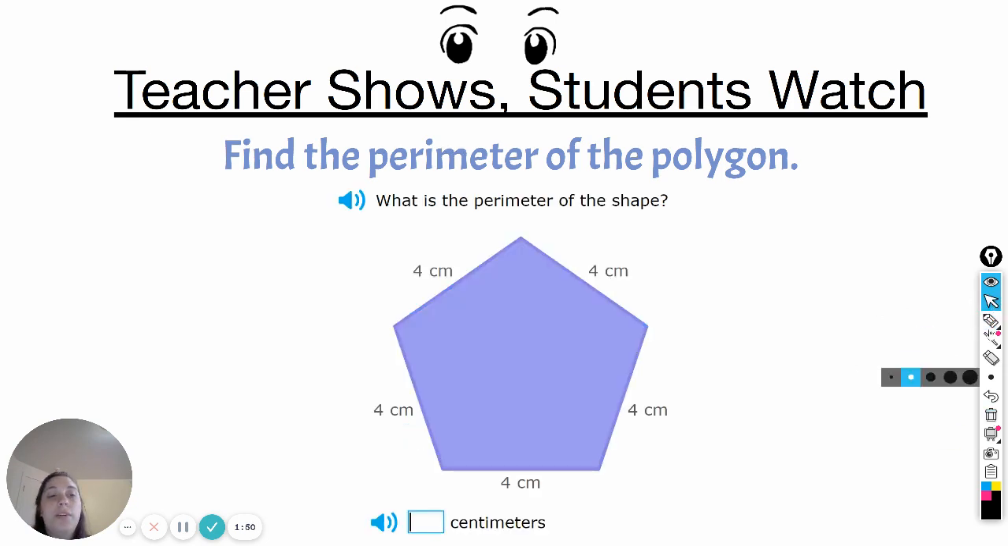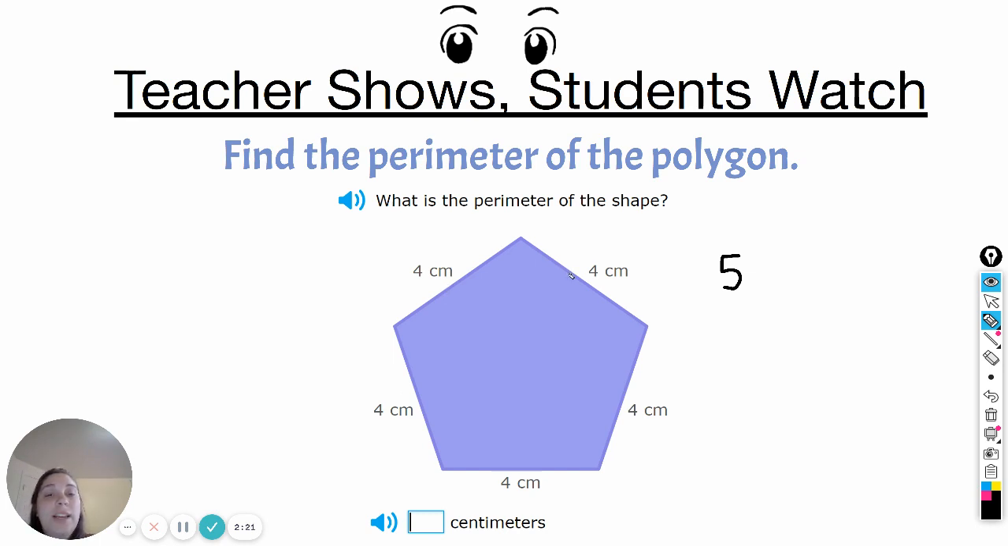I'm going to show you another example with another way to find perimeter. This shape here, we did talk about it. Some people mentioned it yesterday. Okay, this is a pentagon. A pentagon is a shape that has 5 sides. So this shape has 5 sides, and each of the sides are 4 centimeters long. So you can see they're all the same.